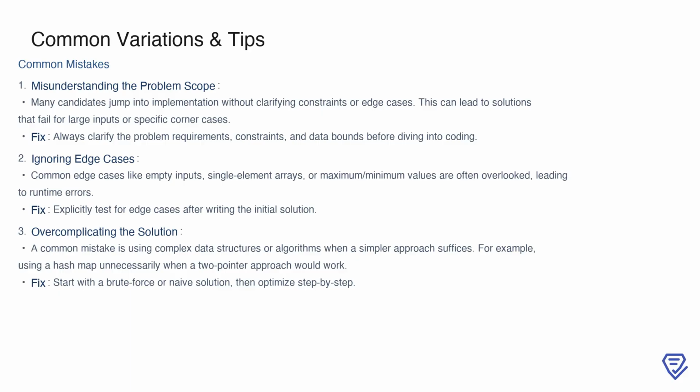When solving problems, there are some common mistakes that can trip you up. First, misunderstanding the problem scope is a frequent issue. Many candidates dive into coding without fully clarifying the constraints or considering edge cases. This can lead to solutions that fail for larger inputs or specific corner cases. To address this, always start by clarifying the problem requirements, constraints, and data bounds before writing any code.